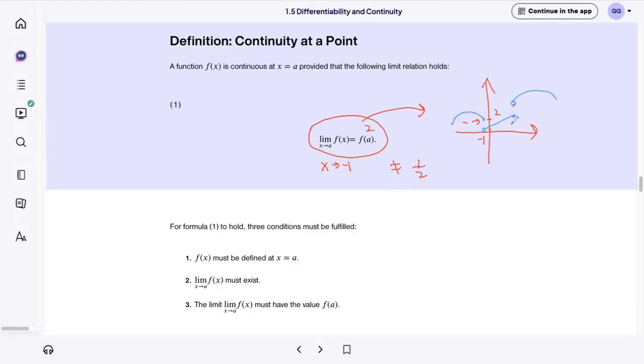Same thing for this point. It is not continuous. So from the graph it is easy to see, and from the expression, from the equation. When it's not continuous, those two are not equal to each other.